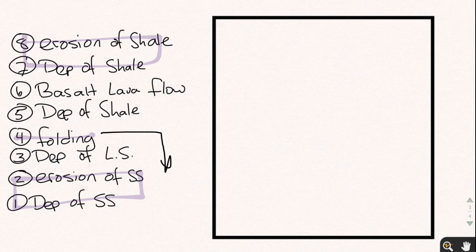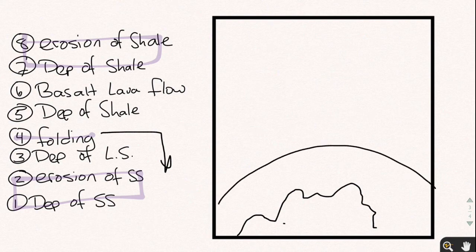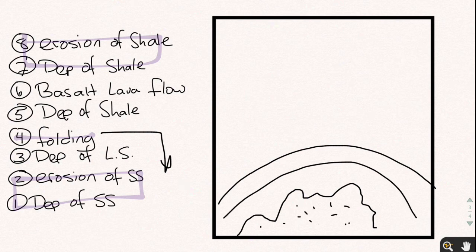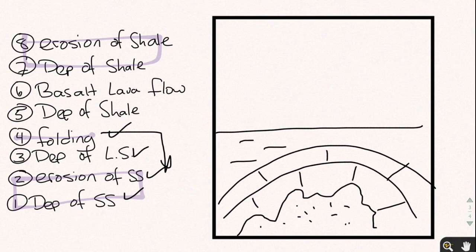So I'm going to go ahead and get started here. So here is our deposition of sandstone with an eroded, folded top. Here is our deposition of limestone. So I'm going to put my sandstone in here, and then I'm going to put my limestone in here, and clearly the limestone is folded. And that will take care of this guy, and this guy, and this guy. Next I have the deposition of shale. So I'm going to put some shale in here.